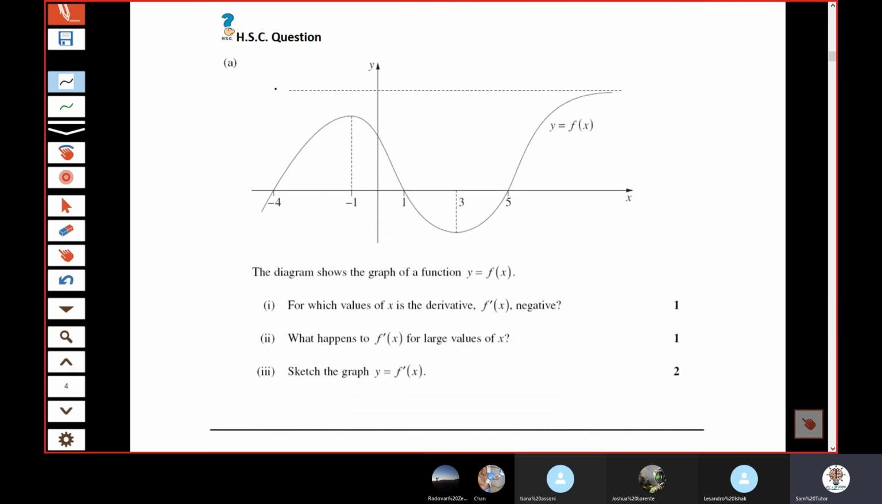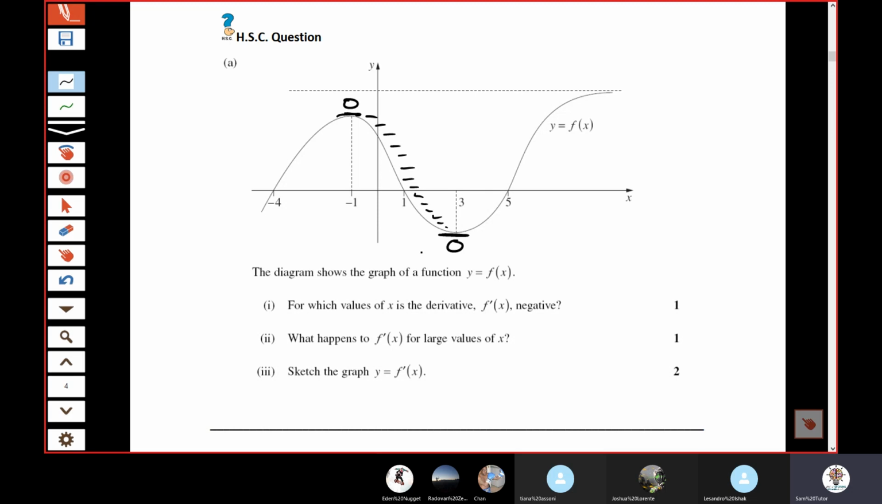HSC question. The diagram shows the graph of a function, y equals f of x. For which values of x is the derivative f dash of x negative? So for which values of x is the derivative negative? Well, positive, 0, negative here. So negative, 0, positive. All right, so for which values of x? How would you write that? Now that you know it's between what and what? So how would you write that?